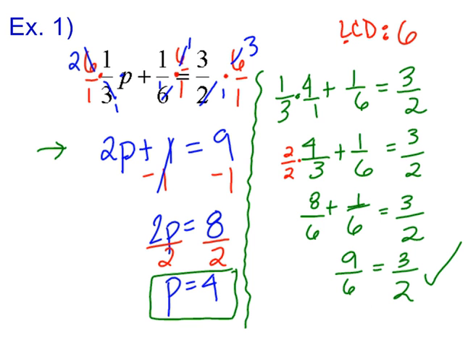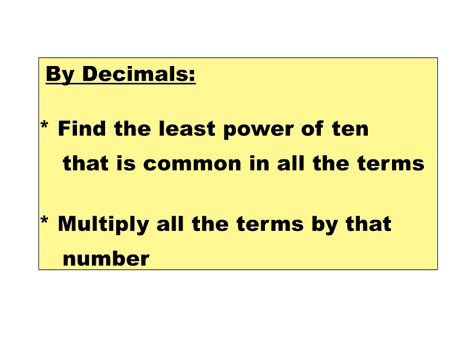Okay? All right, so now let's take a look at what happens with decimals. And you have the rules right there. It says, find the least power of 10 that is common in all the terms. And then we're going to multiply all the terms by that number. So that rule doesn't ever change. But let's talk about power of 10. Okay, so let me write down some decimal numbers. How about 2.25? Everybody's just looking so we understand.